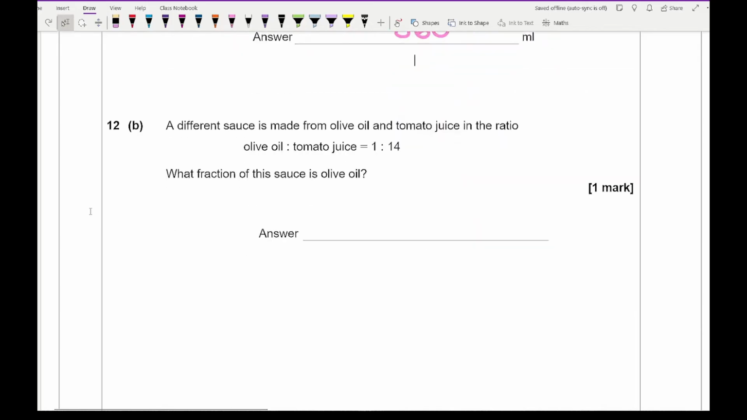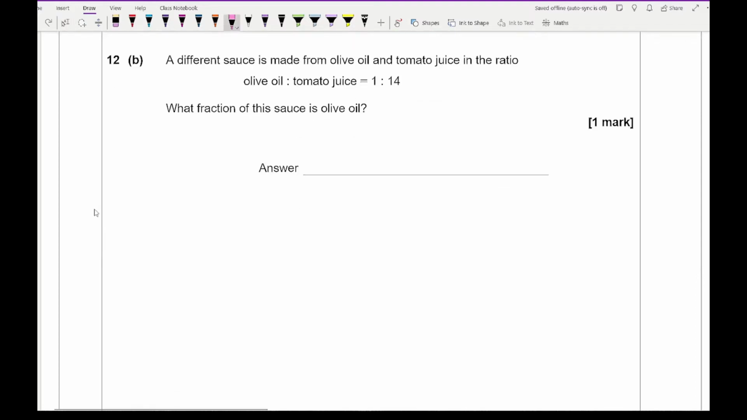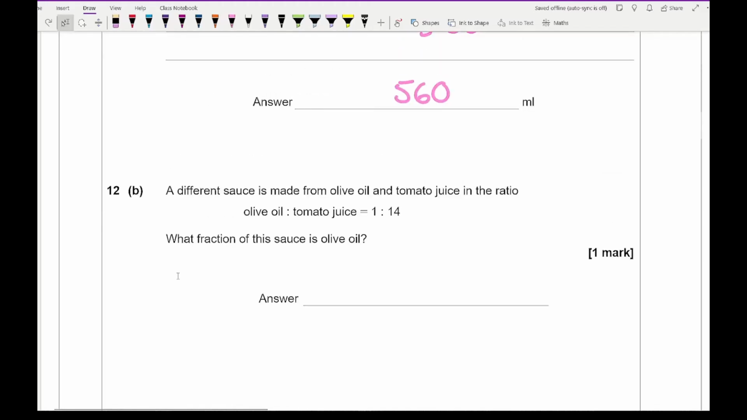For question 12b, it says a different sauce is made from olive oil and tomato juice in the ratio of 1:14 respectively. What fraction of the sauce is olive oil? So for olive oil, with a fraction, it's basically the number of parts over the total number of parts. So that's how it differs between a ratio and a fraction.